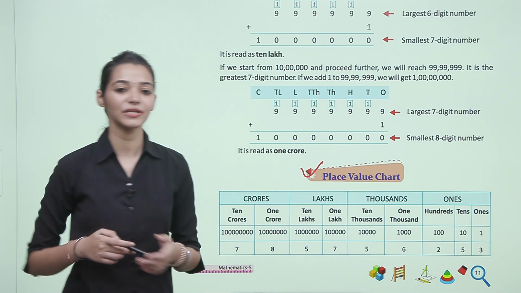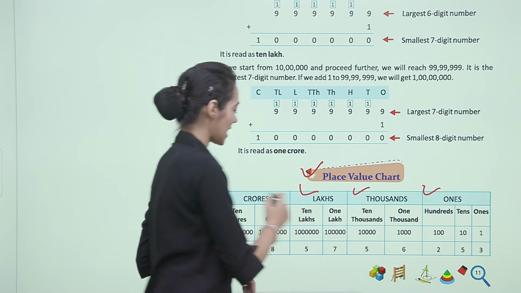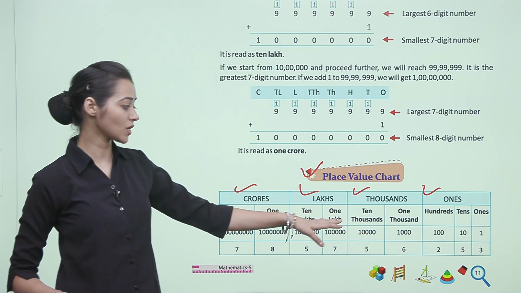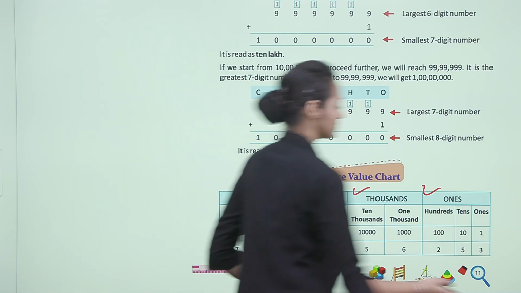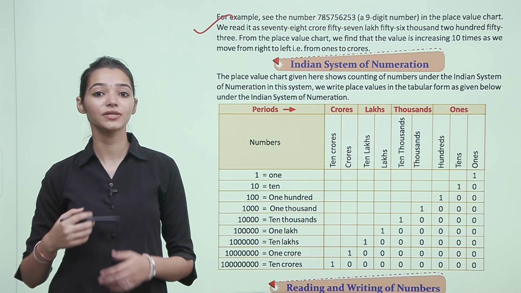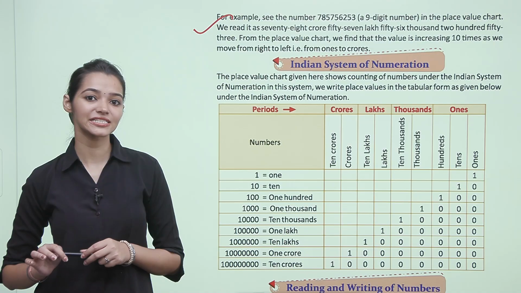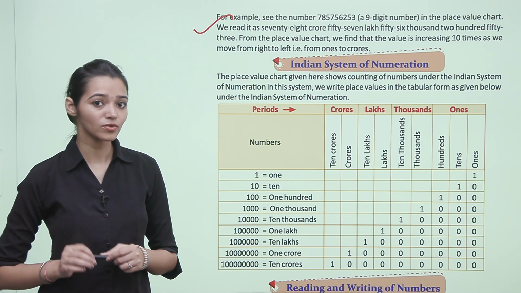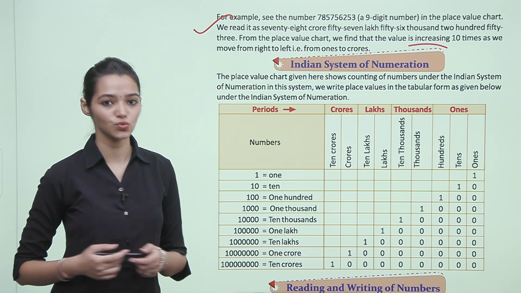Now let's look at the place value chart. This is our place value chart according to the Indian system. Here we have ones, thousands, lakhs and crores. In ones we have ones, tens, hundreds. In thousands we have 1,000, 10,000, and in lakhs 1 lakh, 10 lakh, and in crores we have 1 crore, 10 crores. For example, this 9-digit number we read as 78 crore 57 lakh 56,253. From the place value chart we can see that the value increases 10 times from ones to crores.